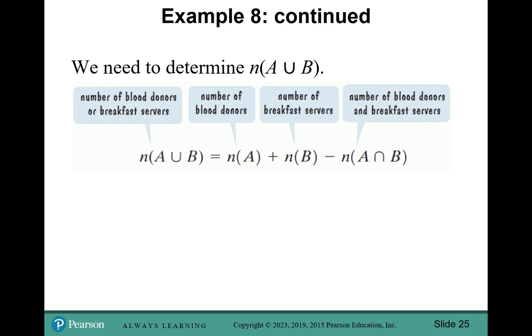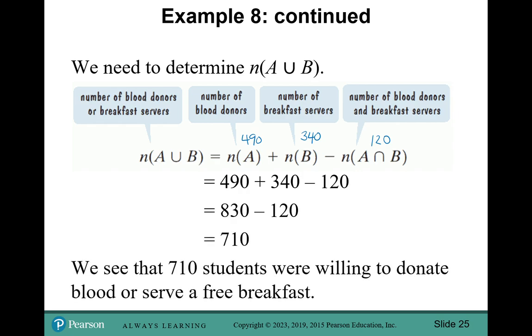Okay, so the way we look at this is we are looking here at the number of blood donors, that was 490, the number of breakfast servers, you can go back and check it if you want to, but it was 340, minus this intersection here of blood donors and breakfast servers, because they've been counted twice essentially. If you were to look at it here, that would be your final answer, right?